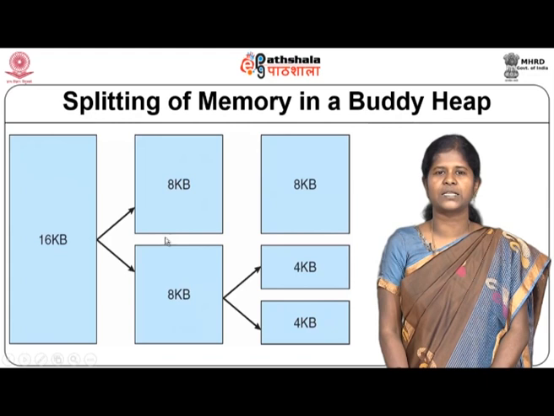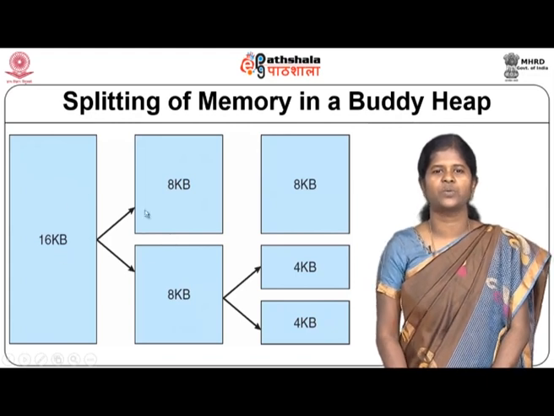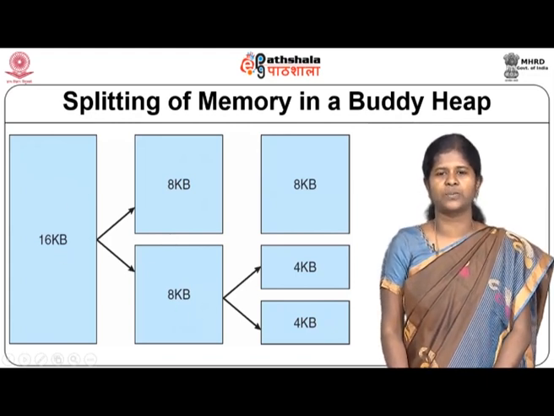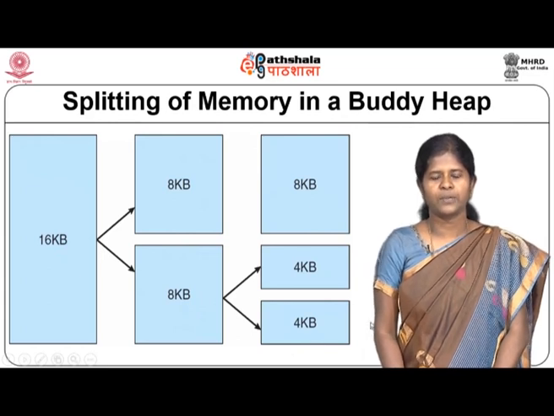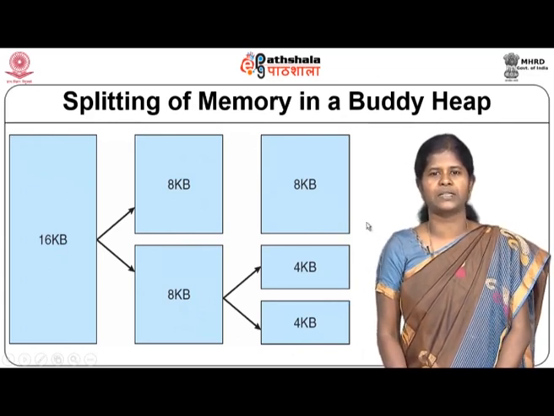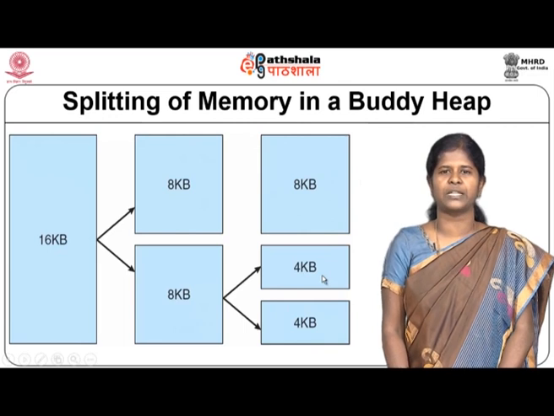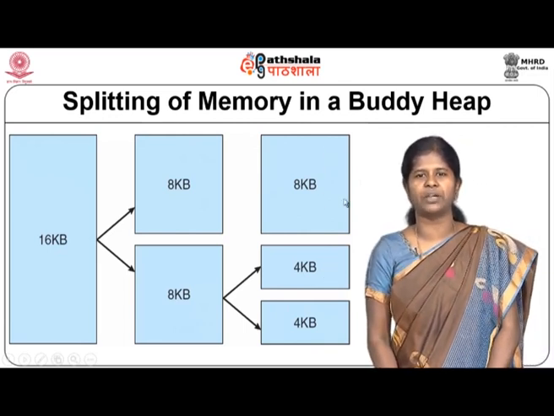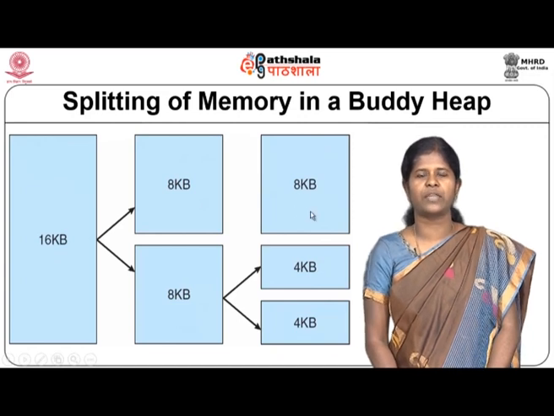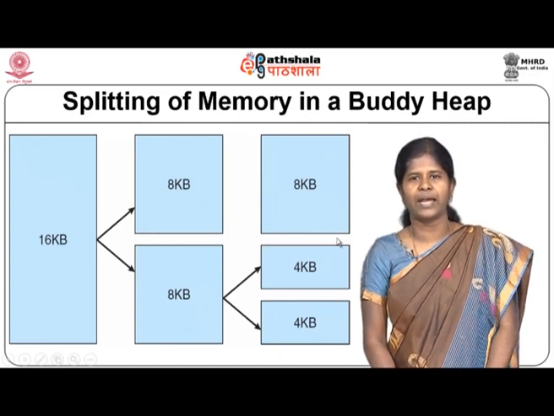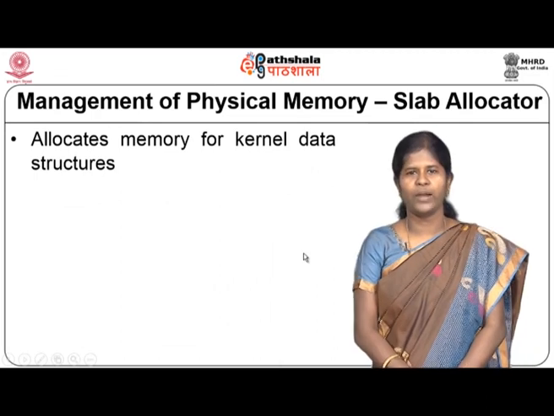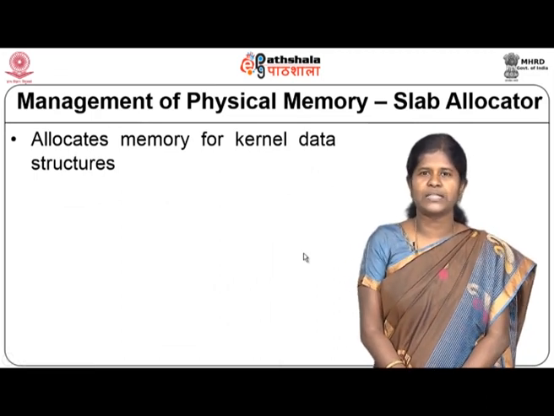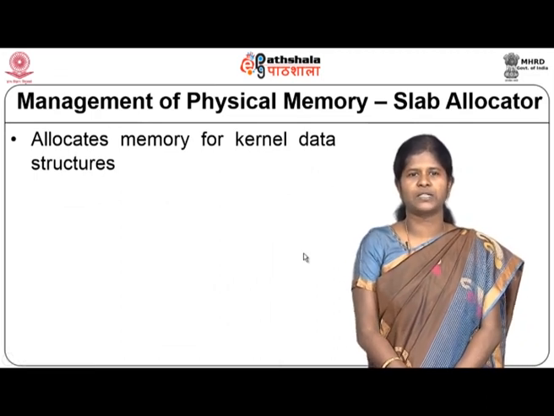Here you see that the buddy heap is split into two, and that in turn is split into two, and so on. Suppose after the split you have 8 KB and 4 KB that are free. If a request for 12 KB comes, then this 8 KB and 4 KB will be combined together to form 12 KB, and that will be allocated. So, what we have seen now is allocating space in the physical memory when you have pages.